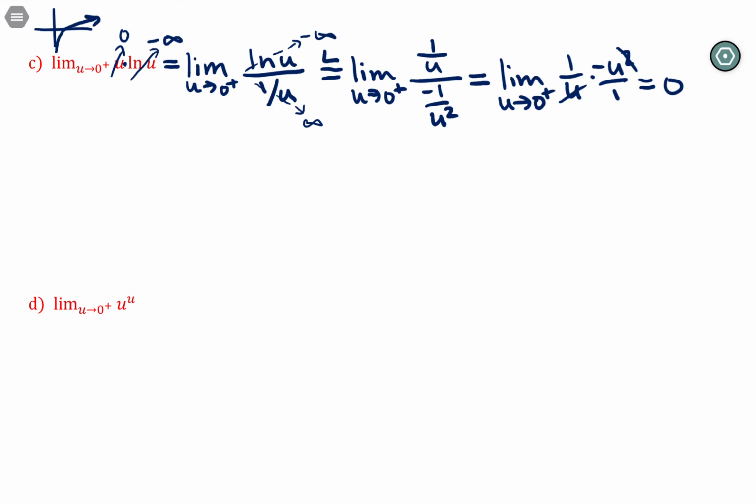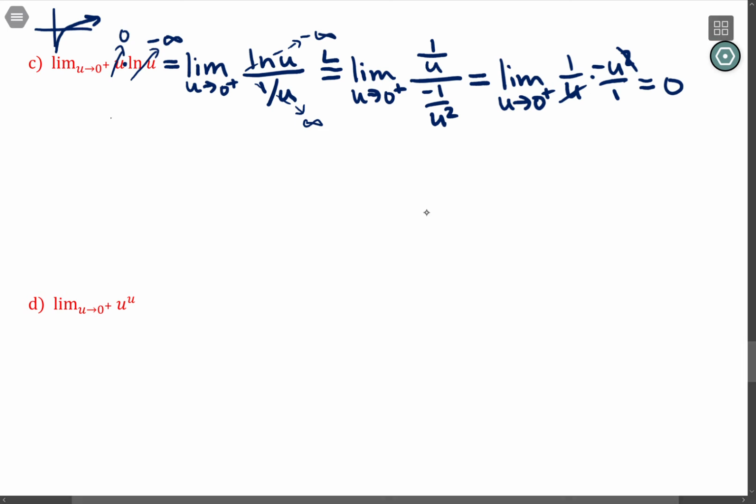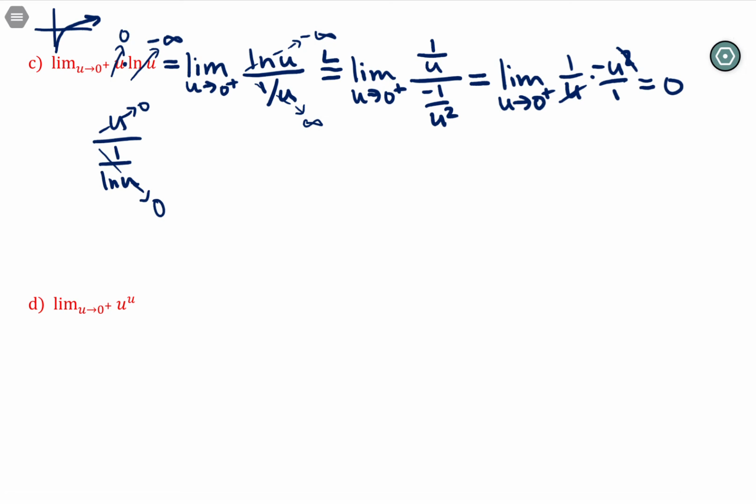See if you can make it infinity over infinity. Or we could have done this u over 1 over the natural log of u. And that would mean that the top was headed to 0. And then the very, very bottom is headed to negative infinity. So 1 over that is also headed to 0. And that would have made it 0 over 0. The reason I went the way I did was it's a lot easier to take the derivative of 1 over u than it is to take the derivative of 1 over natural log u. But it's totally doable either way. So your pick.